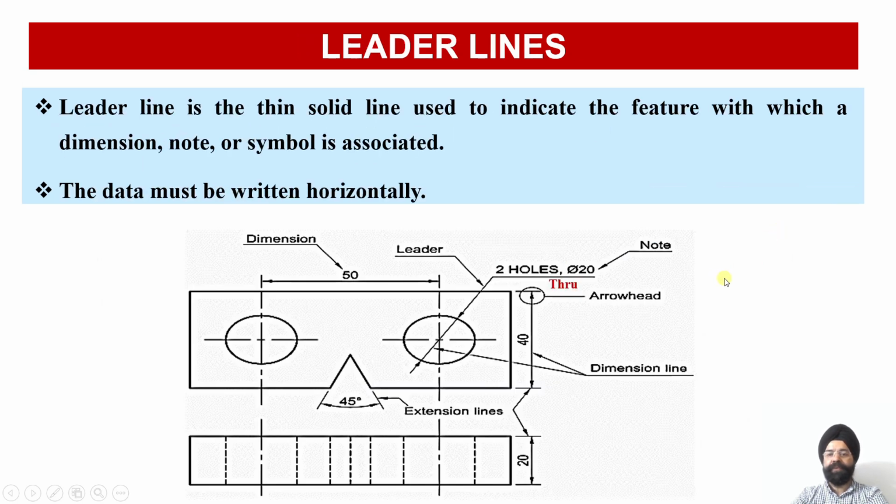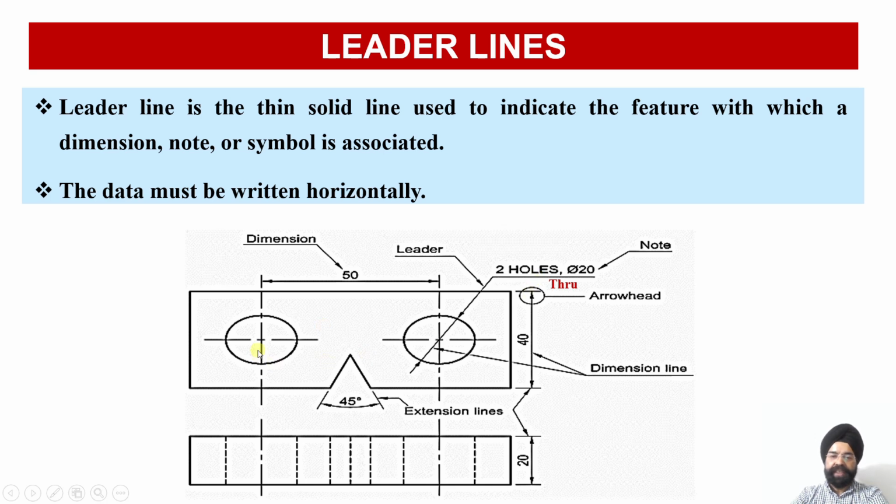Then the third type of line which we are going to use over here is called a leader line. So a leader line is basically a thin line. Thin solid line means it is a continuous line. It is a thin continuous line which is used to indicate a feature with which a dimension or a note or a symbol is associated.